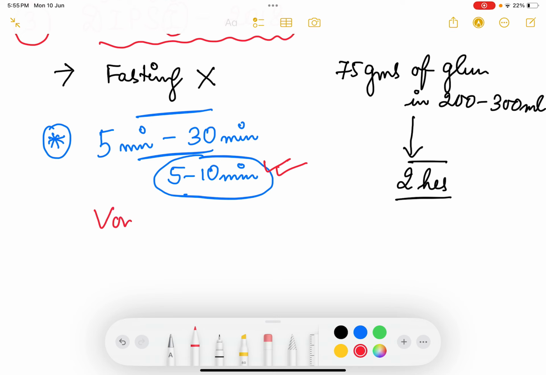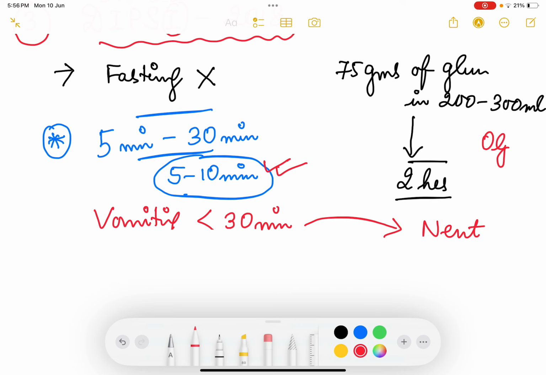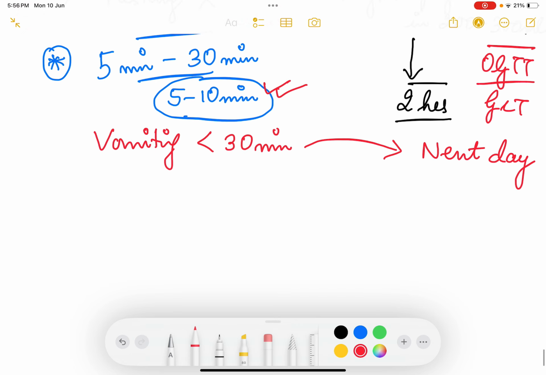If the patient has vomiting, अगर उसको vomiting हो जाता है in the first 30 minutes, in less than 30 minutes, then repeat the test next day. Repeat the OGTT. It is also called OGTT, oral glucose tolerance test, or it is also called GCT, glucose challenge test, or DIPSI guideline. So repeat the test the next day. Ask the patient to come next day, irrespective of fasting. घर से खाना खा के भी आ सकती है, ठीक है. तो vomiting in first 30 minutes, repeat the test next day.